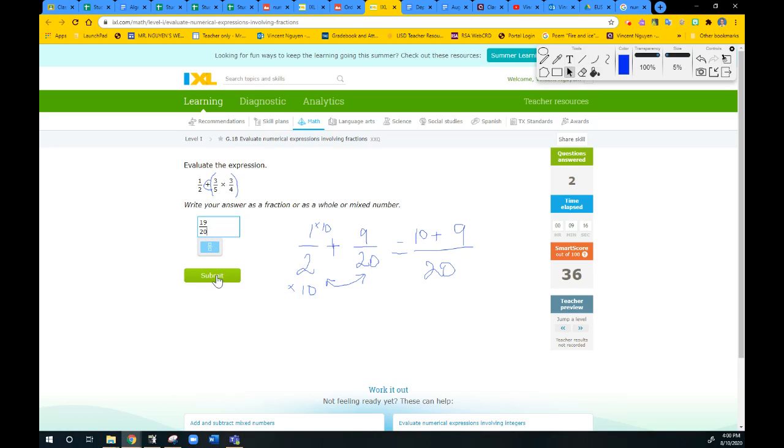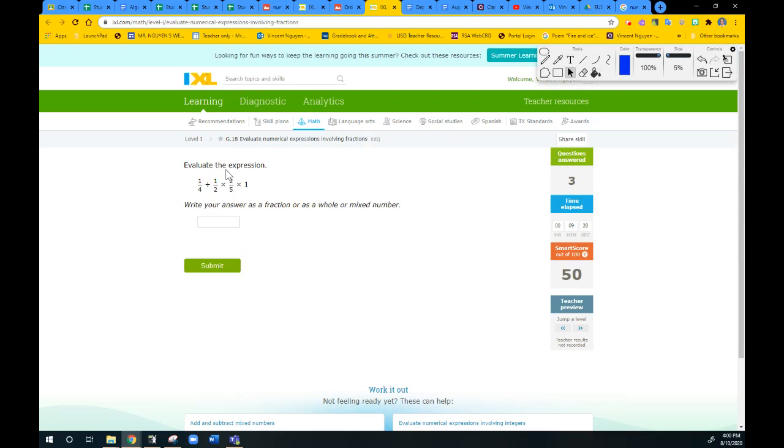19/20. Okay. The order of operations. All right, let's try this one. Oh, this one has multiple ones. So what do I do first? So this one, division and then multiplication. I have to divide first, and then I multiply, and then I multiply again.